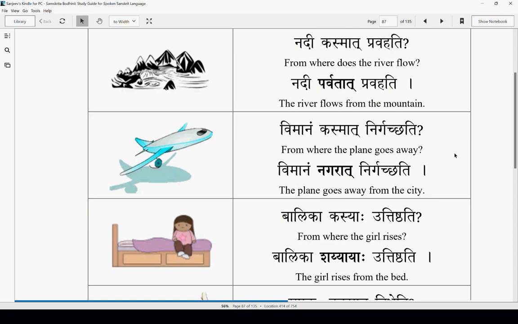Vimanam kasmat nirgacchati. Vimanam nagarat nirgacchati. Kasmat is a question word. Kasmat is a Panchami question word. So if you want to ask from where it is separating, from where it is flowing, Kasmat, Parvatat, and Kasmat nirgacchati, from where it is going away. Vimanam nagarat nirgacchati.